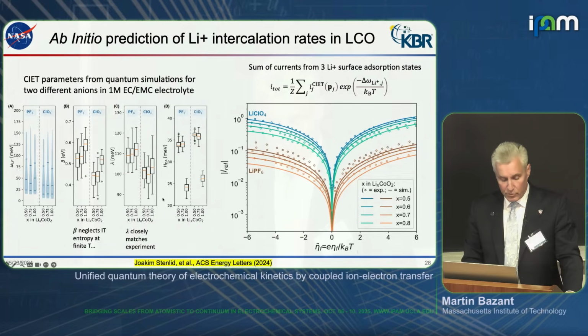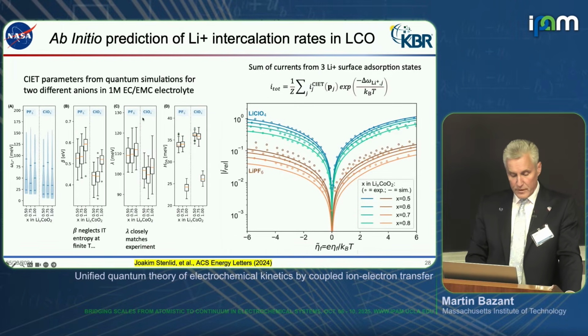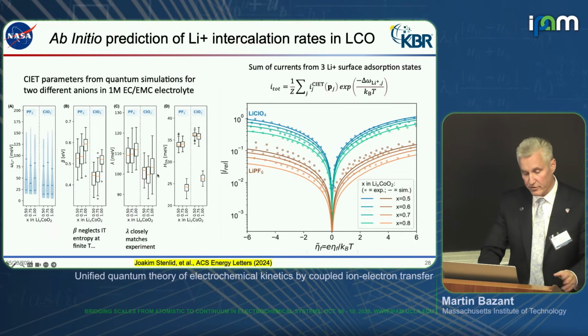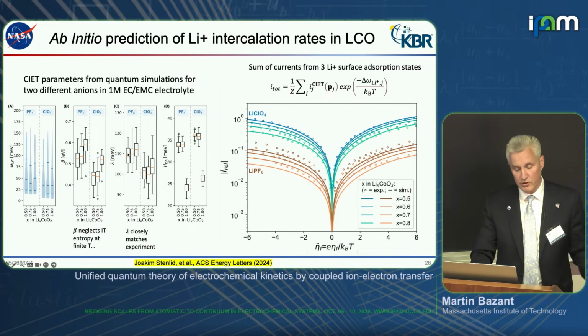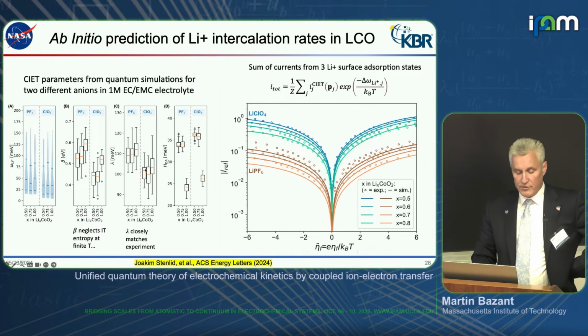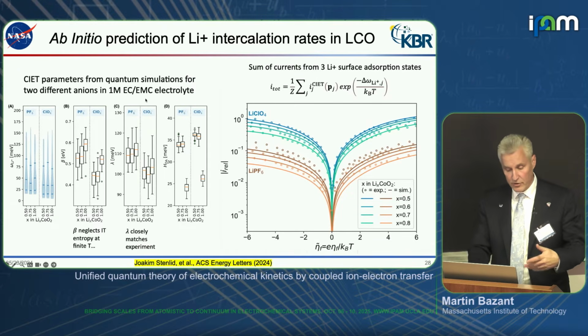So what they were able to show here was that the lambda reorganization energy that came out of it was very close to what we measured experimentally for these materials. This was for lithium cobalt oxide. It's around 0.1 volts. And it also had a dependence on the electrolyte that was also captured.